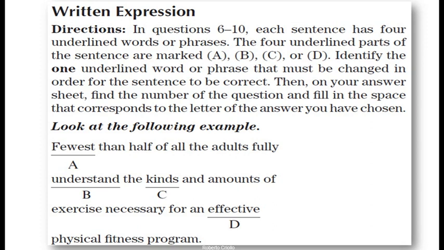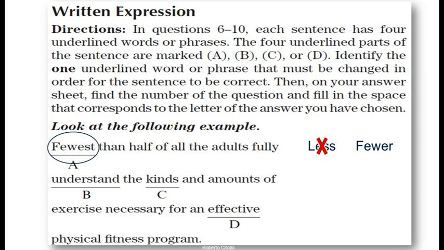So, the limitation of this kind of items is that even though we might identify where the error is, this doesn't mean that we're competent. If I ask you to correct the sentence, I am sure that almost all of you will say that the correct answer will be less than half of the adults. However, this answer is incorrect because we are talking about count nouns, adults, so we need to use the quantifier fewer than half of all of the adults. That will be the correct answer.